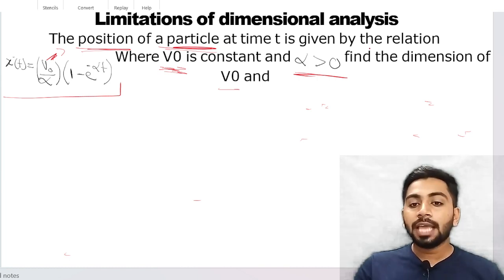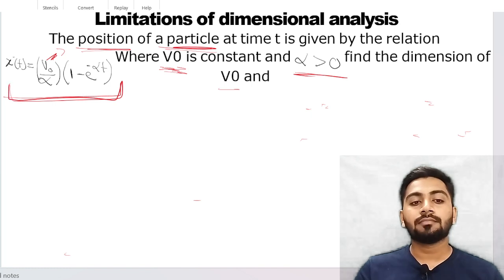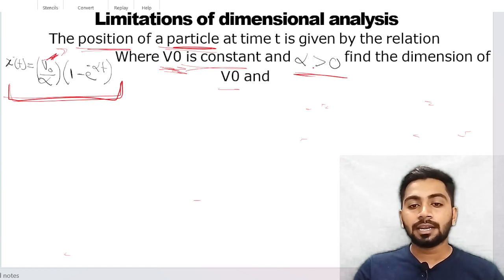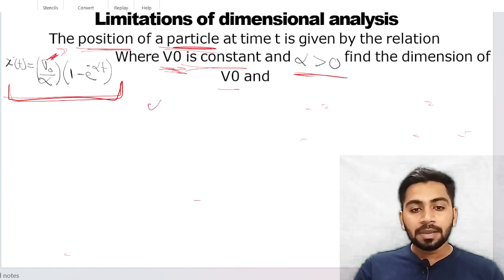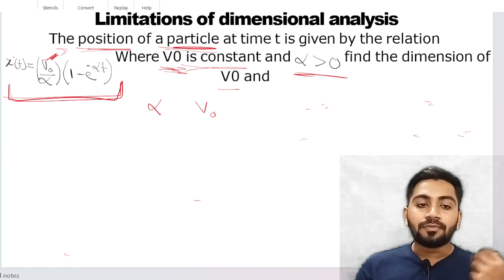Now they have given one relation, and they said v naught is constant, and your alpha is greater than 0. Find the dimension of v naught. Now we want to find the dimension of this and the dimension of v naught. How can we find it? Very simple.